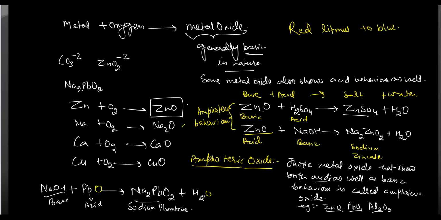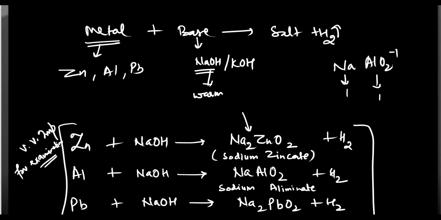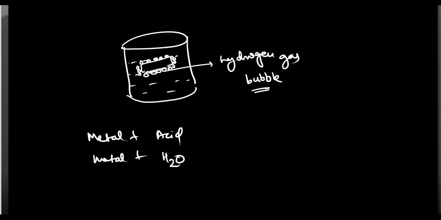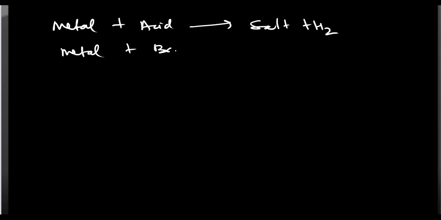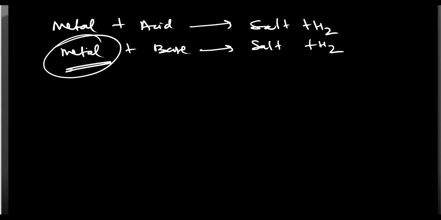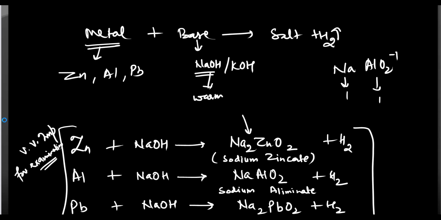So let's move further. And these are metals. So we have these things common: metals when they react with acid, they form salt and hydrogen gas. Metals when they react with base, they also form salt plus hydrogen gas. But there are conditions: not every metal is going to react with acids. Which metals are not going to react with acids? The metals below hydrogen in the reactivity series will not react. Very good.